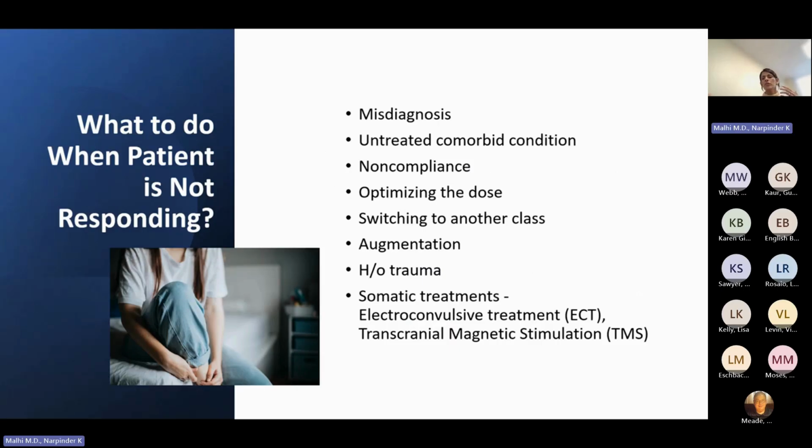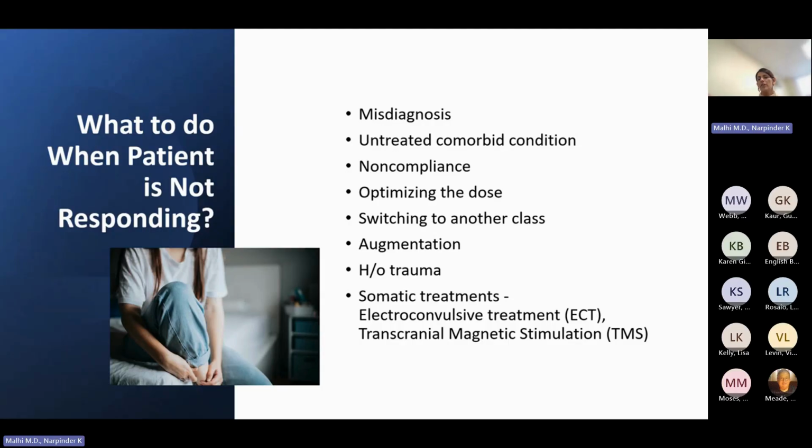And if the patients are not responding, I always think about it. Is my diagnosis okay? Is my diagnosis right? Is the patient taking the medicine? Is the dose sufficient at this point? And do I need to switch to another class because this class may not be working? If the patient has some response, like partial response, do I then need to add another medicine because this medication did help, but not to complete help? And then also history of trauma, where psychotherapies could be very beneficial.